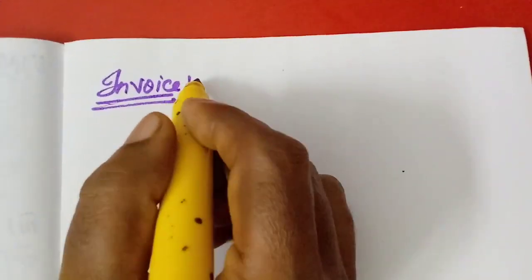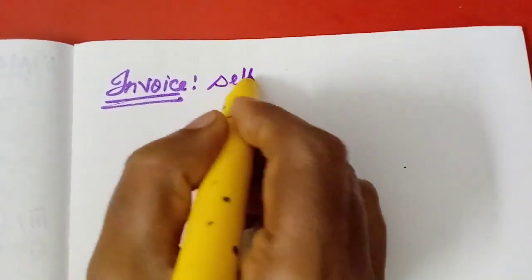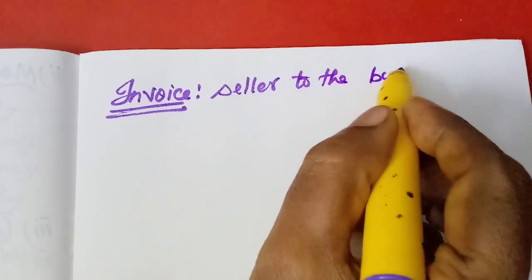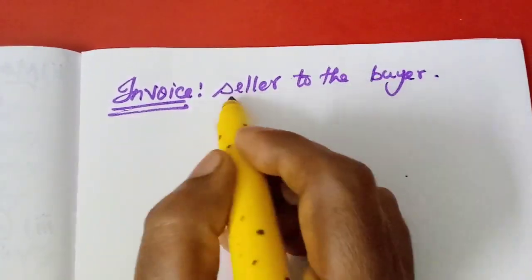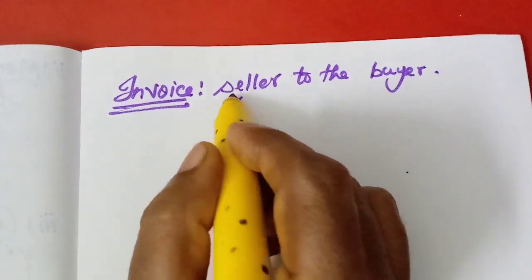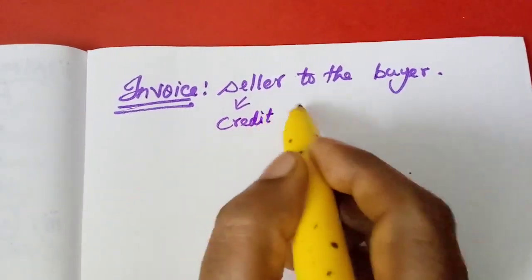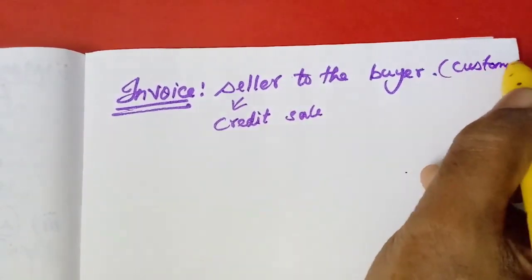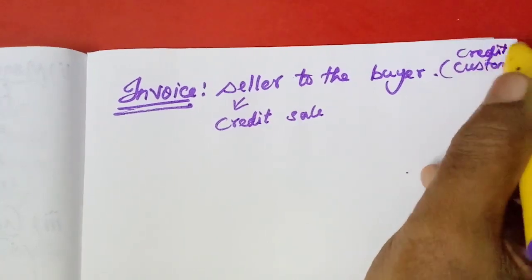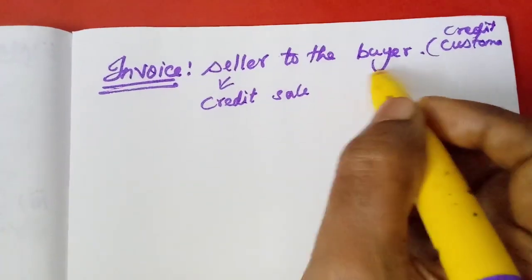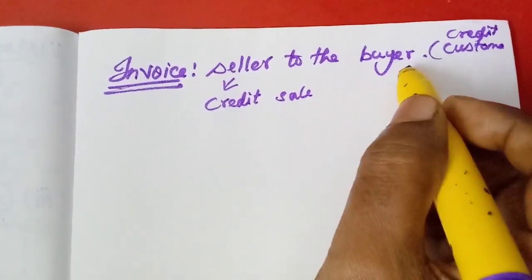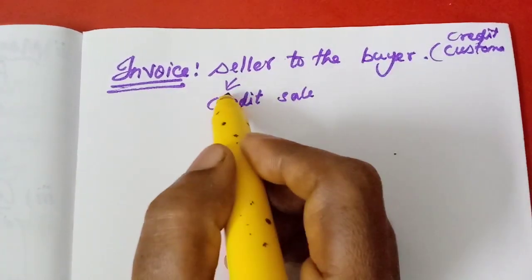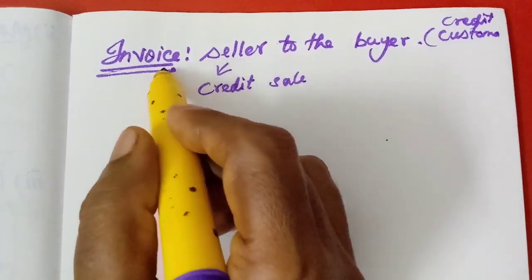What is an invoice? An invoice is issued by the seller to the buyer. It is issued by the seller only at the time of credit sale. The buyer means the customer, and this customer is the credit customer. If we sell goods for cash, they will pay cash and we will issue the cash memo. But when goods are sold on credit, we have to prepare an invoice.